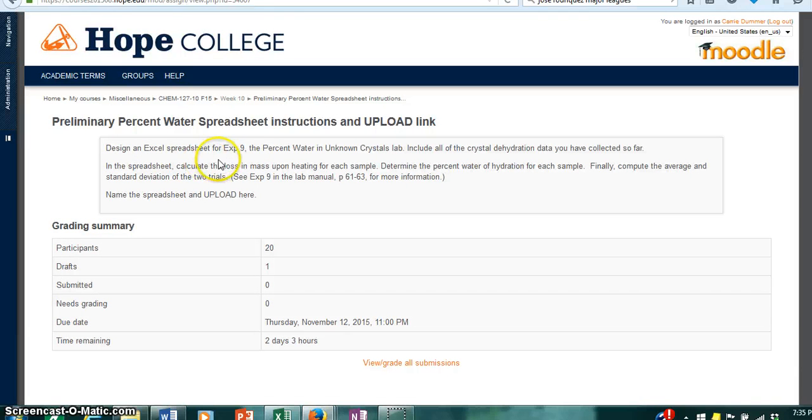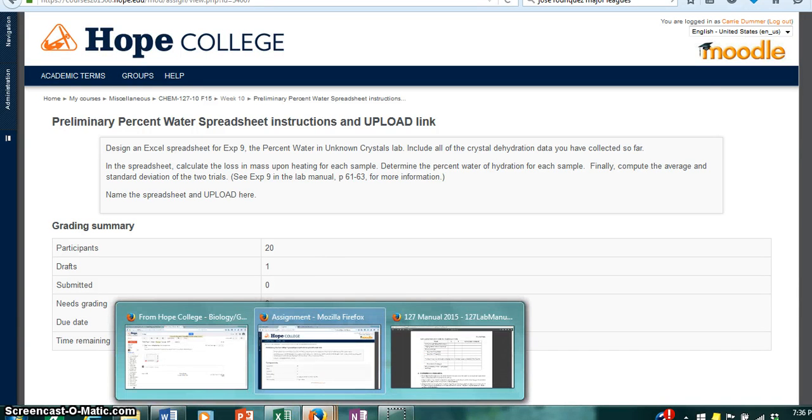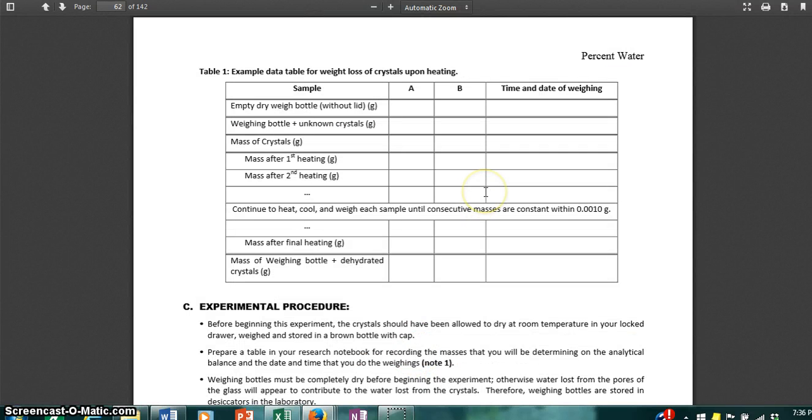It says design an Excel spreadsheet for experiment 9, the percent water in unknown crystals lab. So what I would like you to do is simply open up a new Excel file, all right? And then look in your lab manual. On page 62 is this table that you copied into your lab notebook. If you just put this data in almost this exact format into a spreadsheet, you're going to have to do all the typing. That will be a very good start to your spreadsheet.